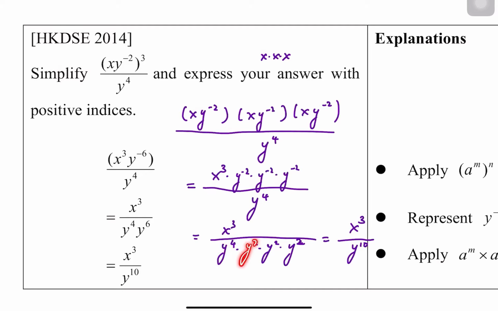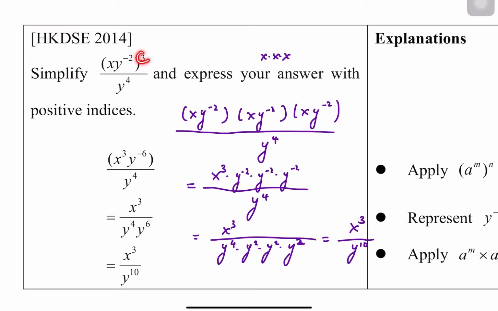Remember, when multiplying the same base, we can add the indices together. So they are equal to 4 plus 2 plus 2 plus 2. But the basic idea comes from the definition of law of index. So I hope you can use the simple way to solve these problems.